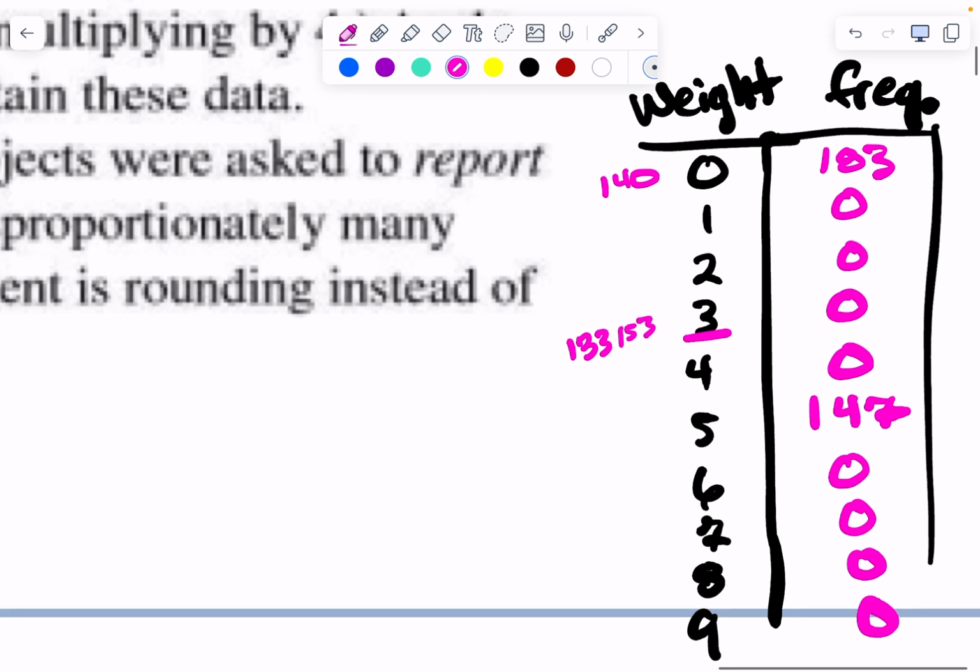Does that just mean that my scale is broken or something and it's only rounding to the nearest 0 or 5 pounds? No. Possibly. What else could be happening? I guess I am asking them their weight, right?